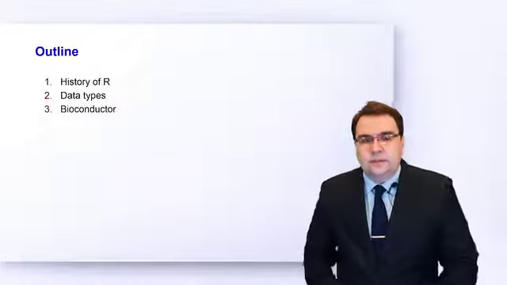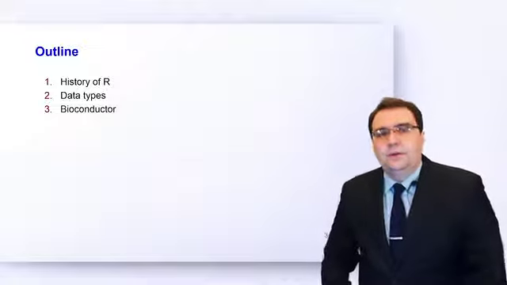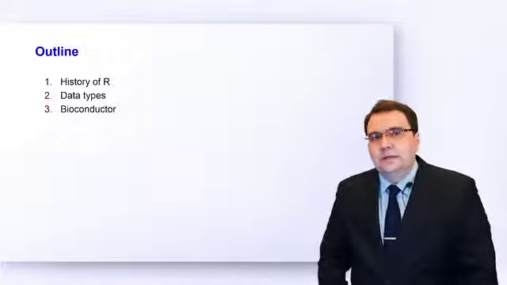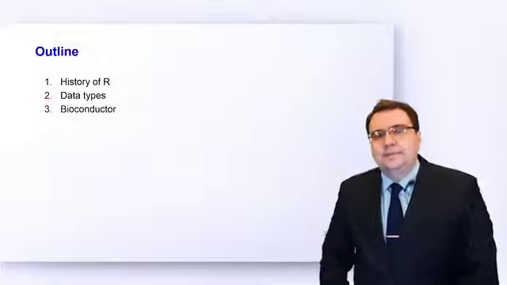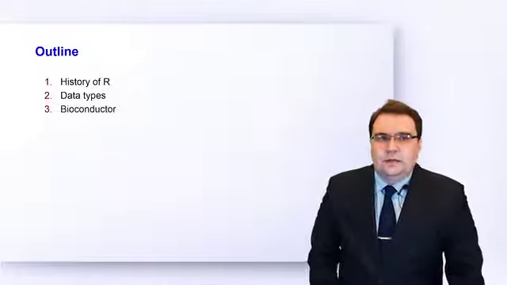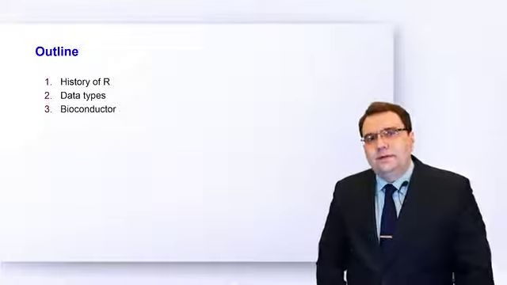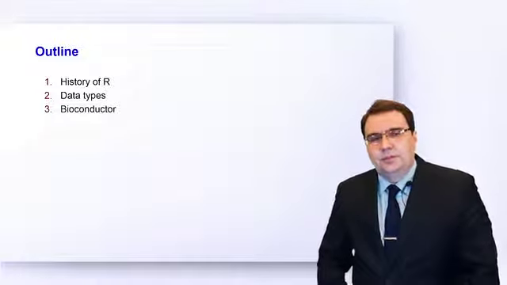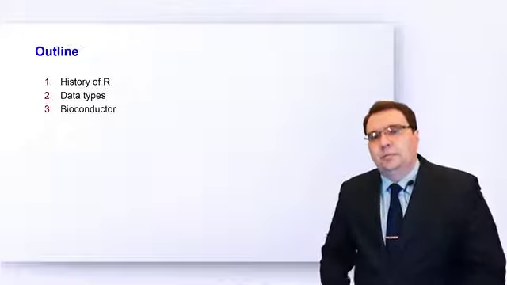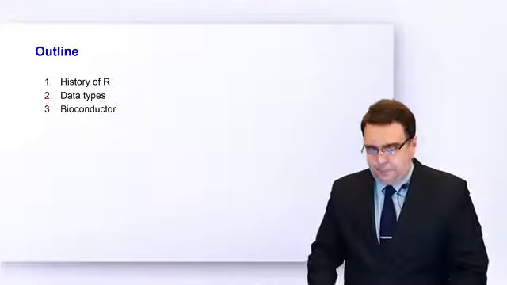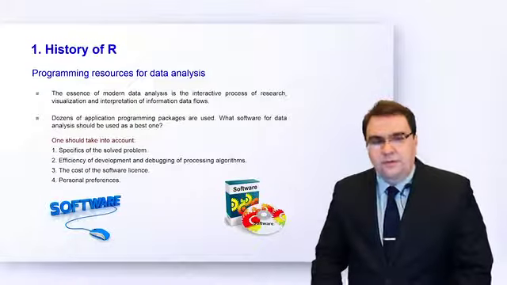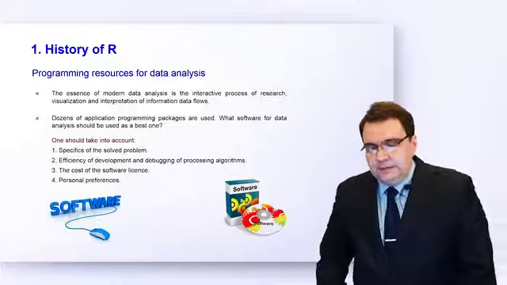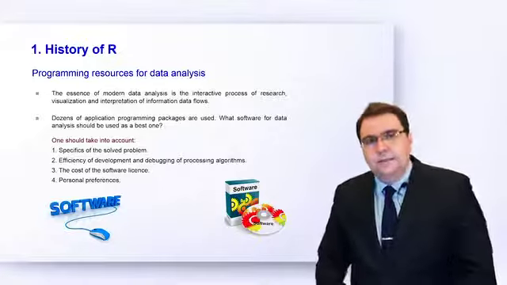So, the outline of the lecture. We will consider three questions. The first one is history of R language. The second one is data types that are used in R language for presenting data structures. And third question is about the Bioconductor project, which is used in the bioinformatics community. And we start with our first question. It's history of R, and let us consider some important elements.